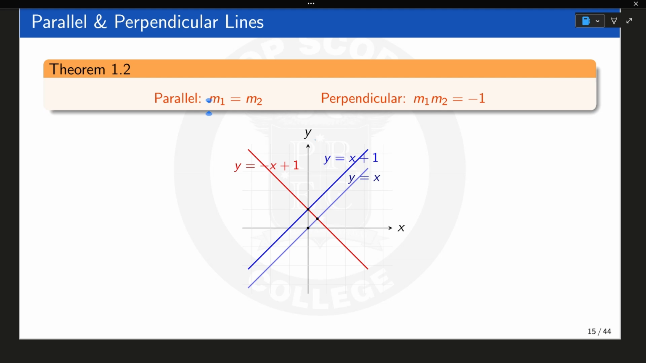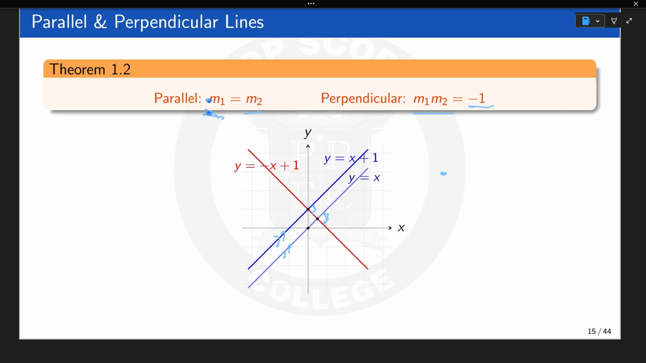Now, there is a particularly important relation between slopes of lines. If the slopes of two lines, M1 and M2, are equal, then we say that the lines are parallel, like so. But if their slopes multiply to -1, then we say that the lines are perpendicular, as in this example. But can we figure out a way to understand why that is so?